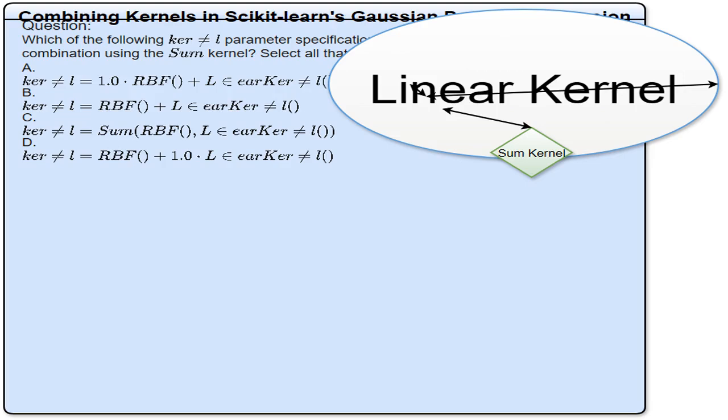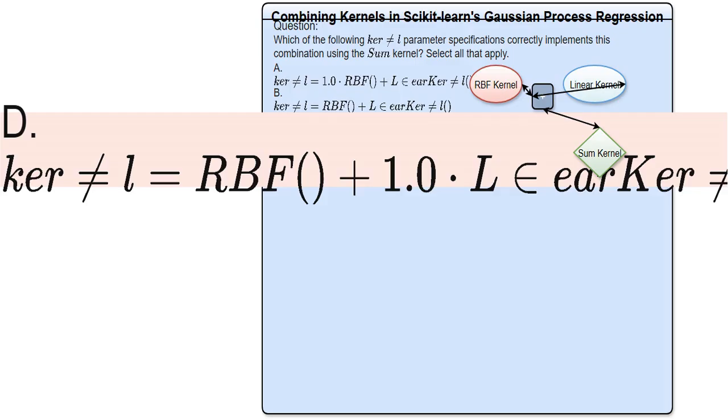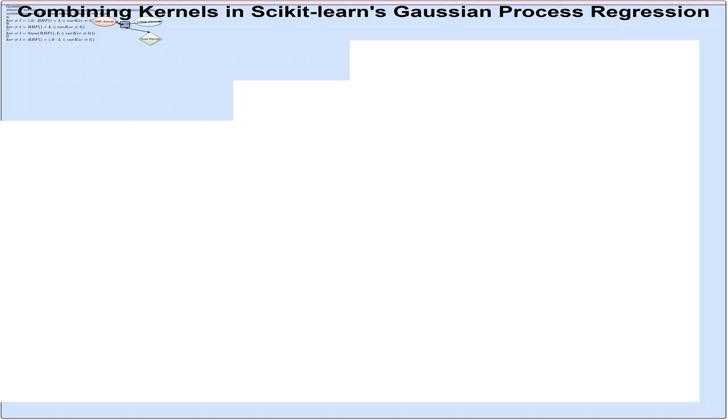This kernel measures similarity using the dot product of data points. It's simple but can be powerful in certain applications. The plus sign here represents the kernel addition, combining the RBF and linear kernels. This sets up the core problem: finding the correct way to combine kernels in Gaussian process regression using the sum kernel in scikit-learn.